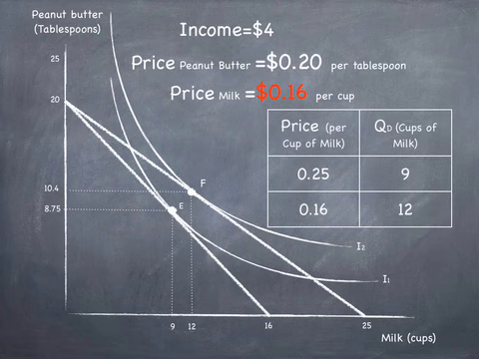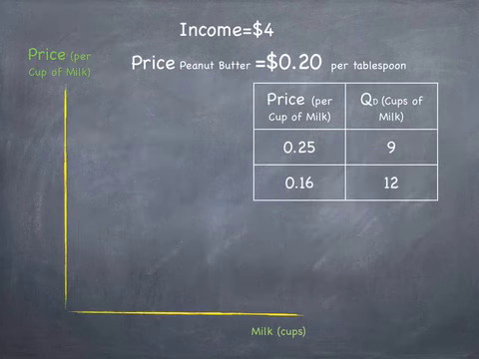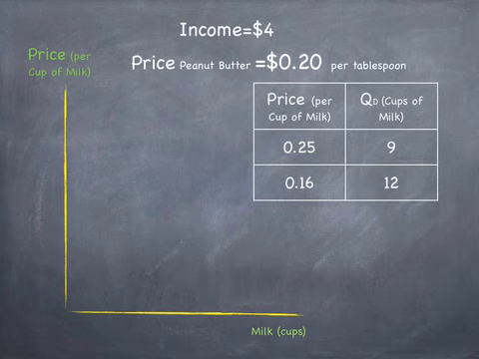This table gives us a summary of what happened. Before, when the price of milk was 25 cents a cup, she was able to afford 9 cups of milk. Now that the price of milk has gone down to 16 cents a cup, she can now afford 12 cups of milk. What does this table give us? This table is actually giving us a demand schedule. What we want to do now is graph this demand schedule. It's the demand schedule for when income is $4 and the price of peanut butter is constant at 20 cents a tablespoon, but we're varying the price of milk.